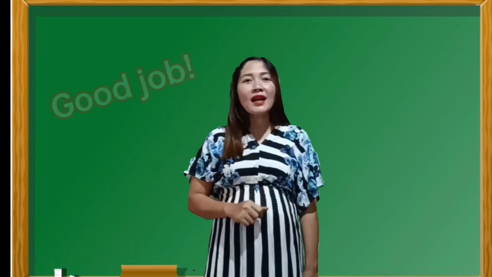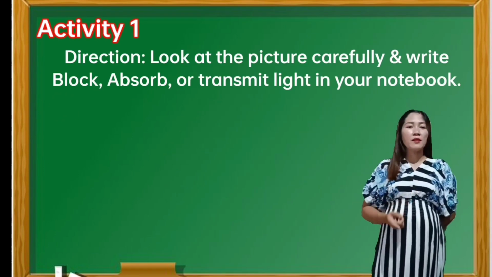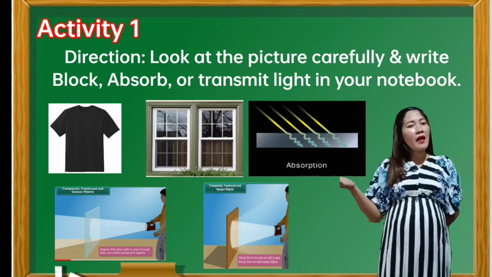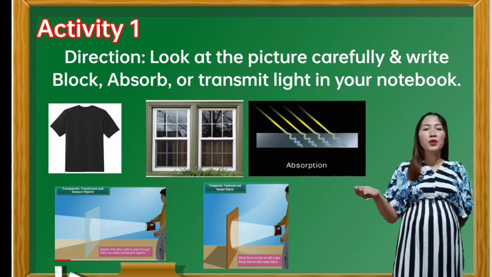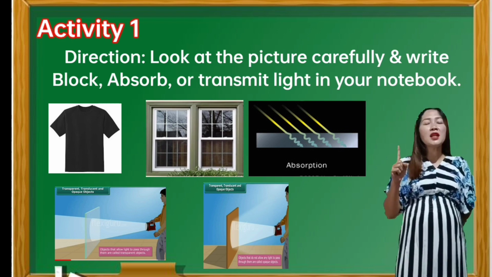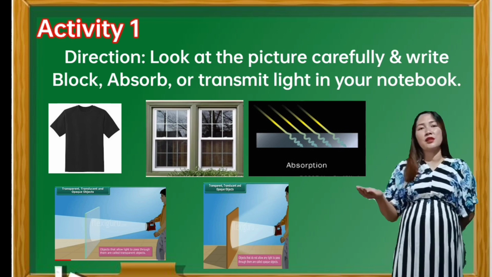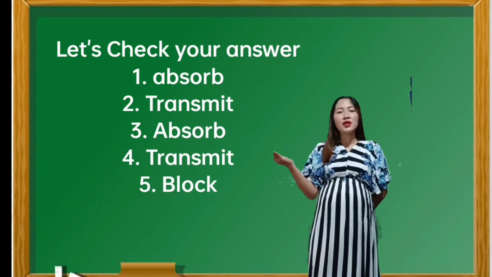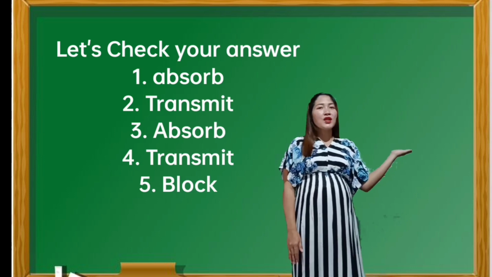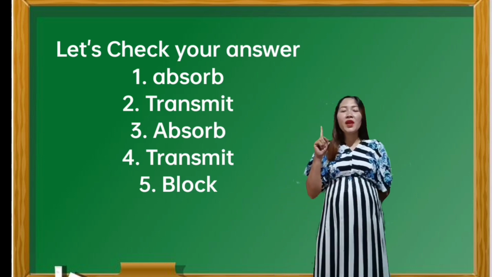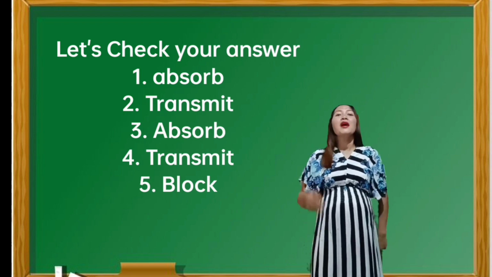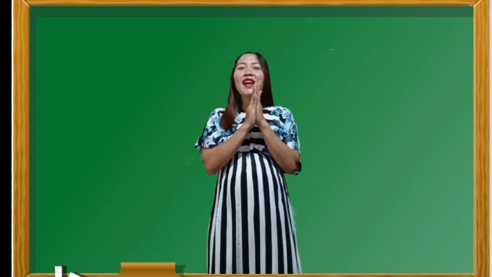Now, let's go to our activity. Activity number 1. Direction: look at the picture carefully and write the word block, absorb, or transmit light in your notebook according to what you see. I give you 10 minutes to answer before we check your answers. Let's check. Number 1, absorb. Number 2, transmit. Number 3, absorb. Number 4, transmit. Number 5, block. Yay! You are all correct.